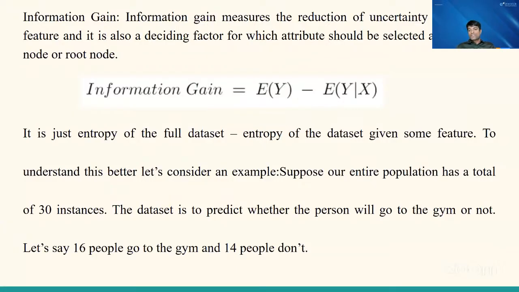Suppose our entire population has a total of 30 instances. The data set is to predict whether the person will go to the gym or not. Let us say 16 people go to the gym and 14 people don't. See, the yes/no scenario is a very close one. It's not like 25 people go and 5 people don't. They are very close by, so it's a very close scenario.